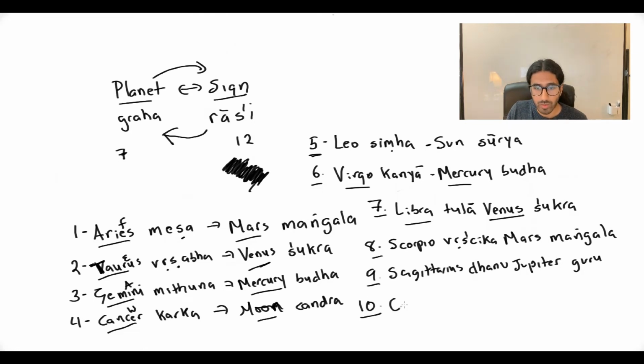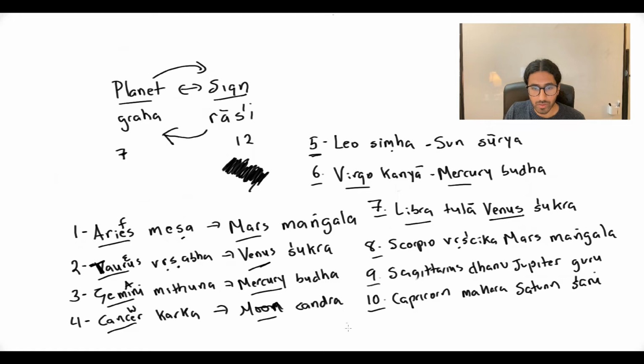10, which is Capricorn, let me just make some space here. So the 10th sign, which is Capricorn, called Makara, is ruled by Saturn, which is called Shani.